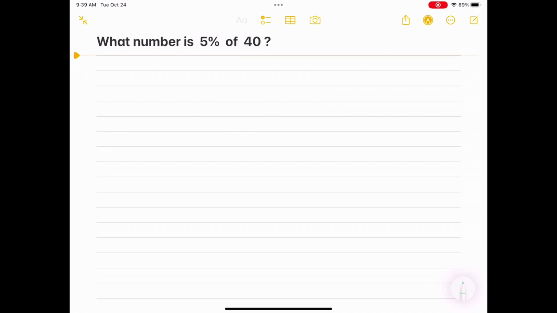What number is 5% of 40? We rewrite this as a number sentence. What number, which we will call n, is equals 5% of means times 40. So n equals 5% times 40. To solve this problem, we first must change 5% to a decimal.